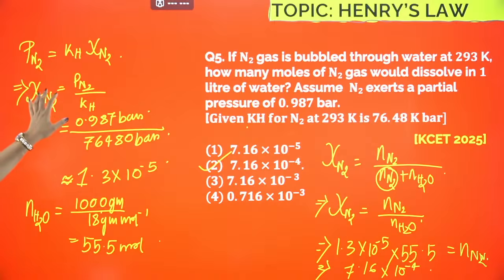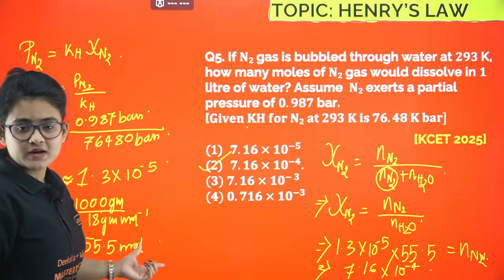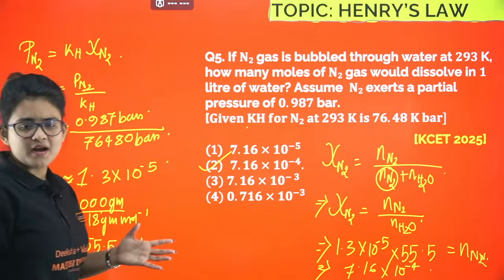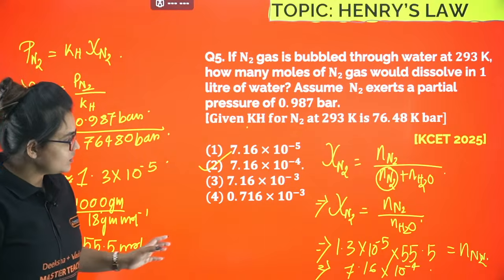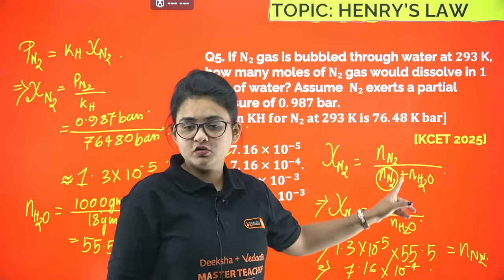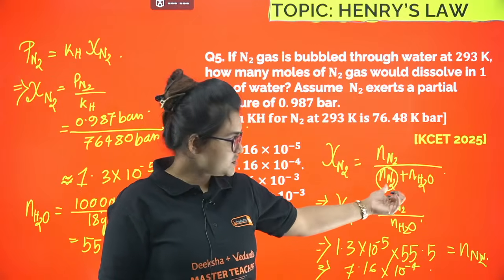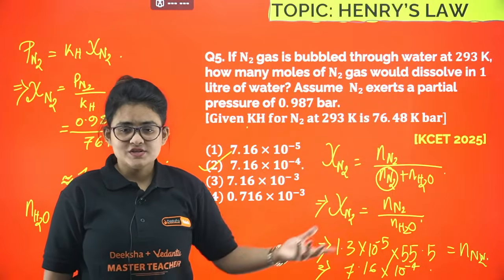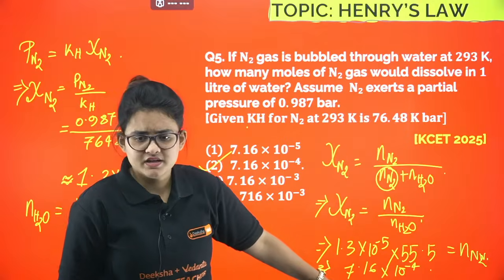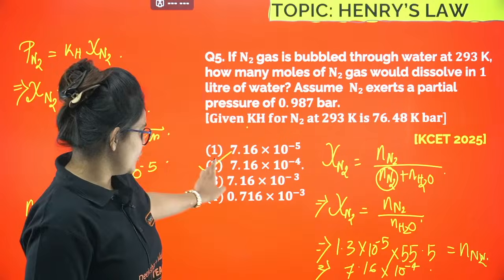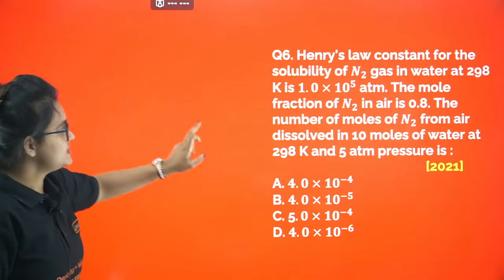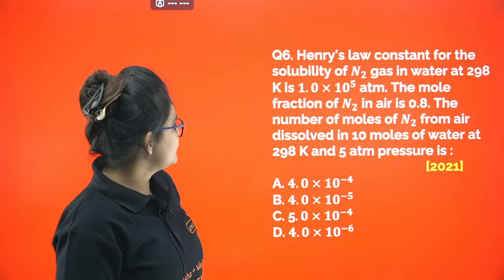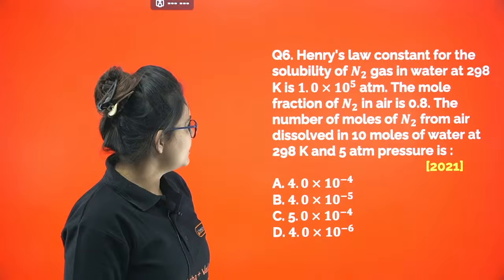From here we calculated at first the mole fraction. From the mole fraction we calculated the number of moles of water also. Just remember, for 1 liter number of moles is 55.5. Okay, now if you proceed with the mole fraction of N2, then you can just neglect the number of moles of N2, because very less moles of N2 will be there, and you can just proceed with the calculation. You will end up with 7.16 into 10 power minus 4. I guess it's clear to you. Let's proceed.